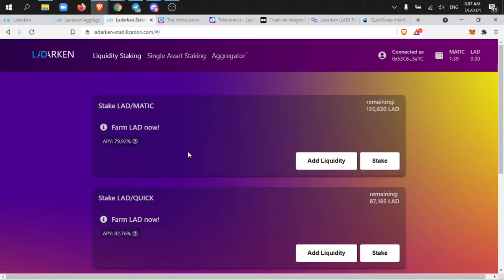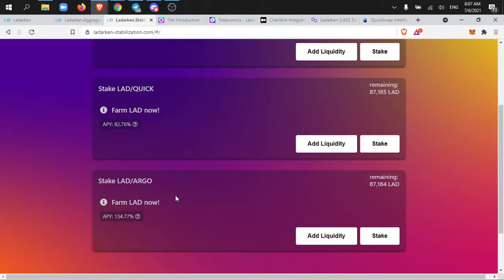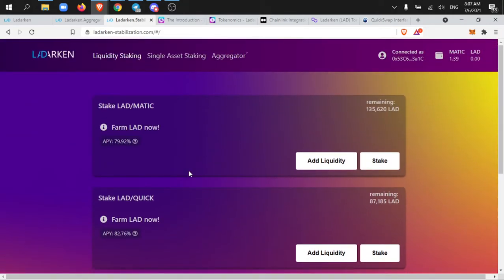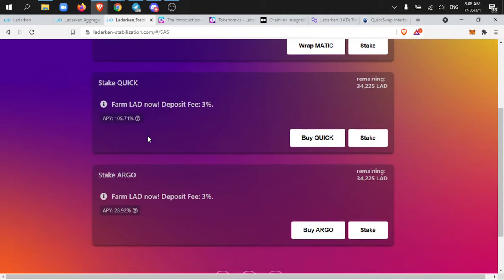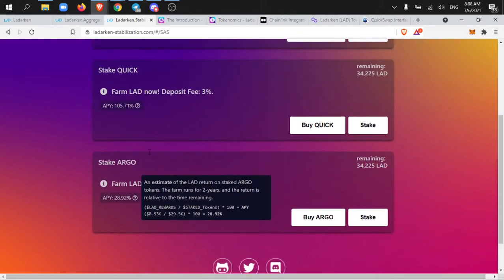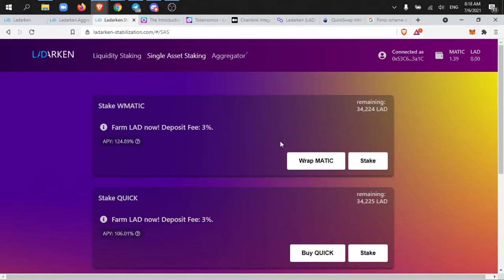So next, let's take a look at their farms. They have LAD MATIC, LAD Quick, LAD Argo, earning between 80 and 134 APY. Then we move on to single asset staking. Now, single asset staking allows you to stake MATIC, Quick, and Argo, earning between 30 and 124% APY. All right, so this kind of relates to what I was talking about before when it comes to interest-bearing LAD holders.